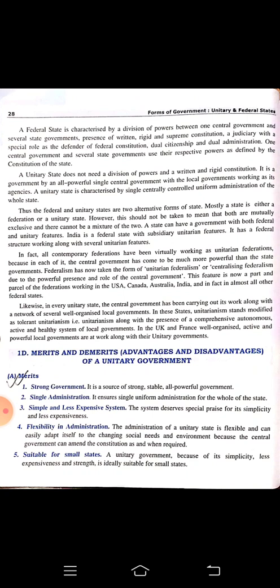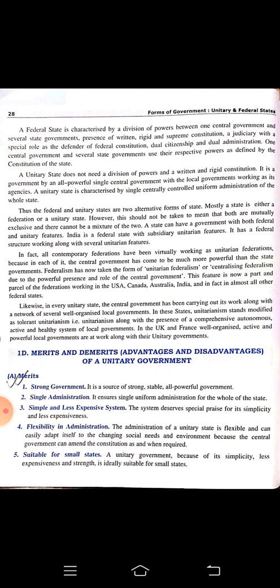Flexibility of the administration, once again they are talking about the change of the constitution. Suitable for small states. I don't have to explain this point, hopefully. Then they are saying it is responsible for its work. As there is a single government, you cannot play a blame game that the state has told this, the state is saying something else, the state has done something else. If something wrong happens, the central government has to own every fault.